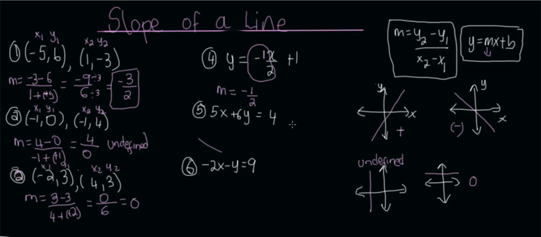For my next example, number 5, y is not by itself, so I actually do have to do some algebra to get the y by itself. First thing you want to do is move this 5x to the other side. 5 is positive, so to move it, you would need to subtract. In other words, when I move it to this side, it just needs to be a negative.